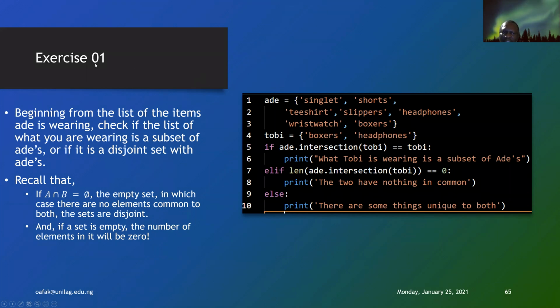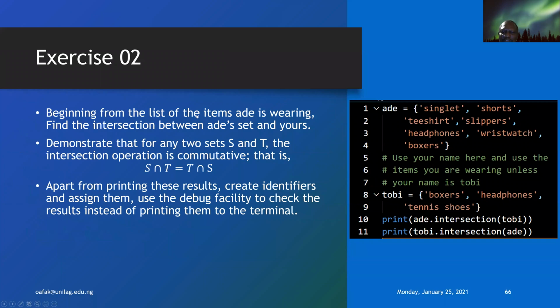This is another code here. Exercise 2, beginning from the list of items Ade is wearing, find the intersection between Ade's and yours. Here I've used Toby. And what we also want to show is that the intersection is commutative. The first one, we are printing the set Ade intersection with Toby. The second one, we are printing Toby intersection with Ade. So S intersection T and T intersection S. If these two give you exactly the same answer, then that shows that the intersection is commutative.